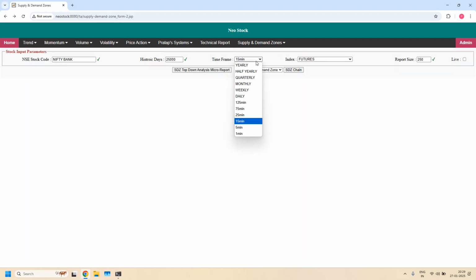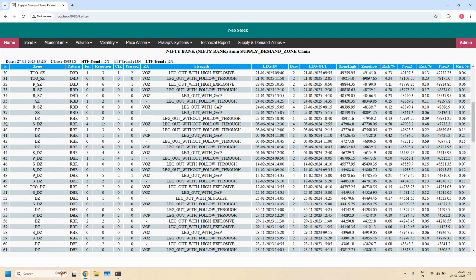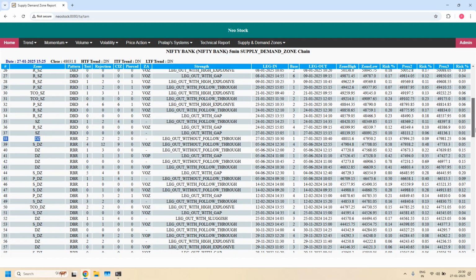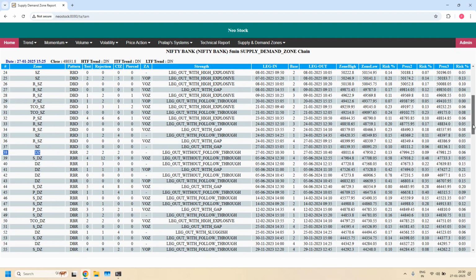Next, 5 minutes supply demand zone chain for Bank Nifty. All these are supply zones. I am scrolling the list down. So this is the nearest demand zone. I will put it in the center. Okay. So this is about Bank Nifty supply demand zone chain.